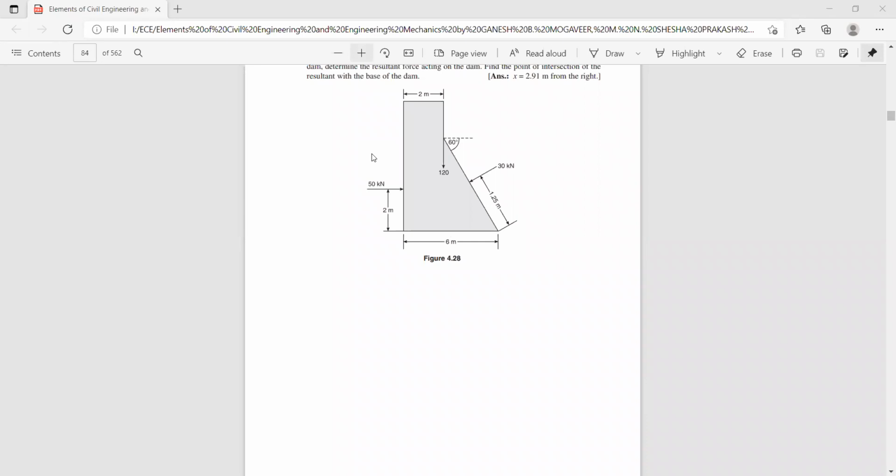50 into 2 is 100. 120 into 2 is 240. So 340. 340 minus 30 cos 30 into 1.08 plus 30 sine 30 into 6 minus 0.625. What is the sum, sigma MA?